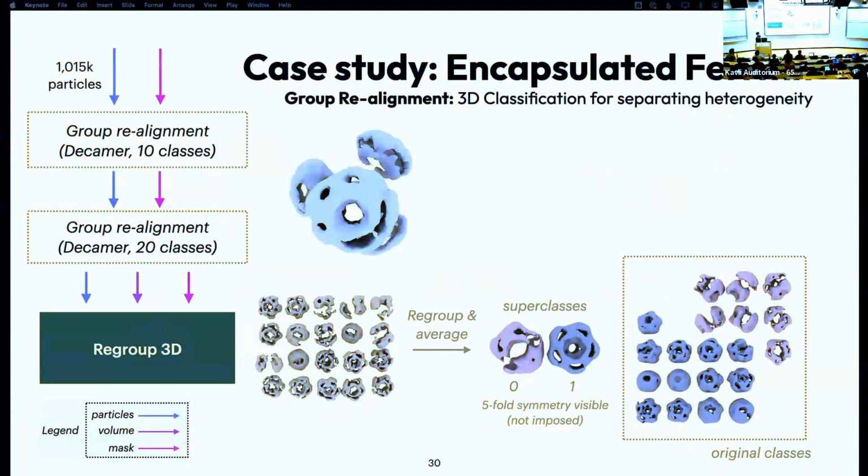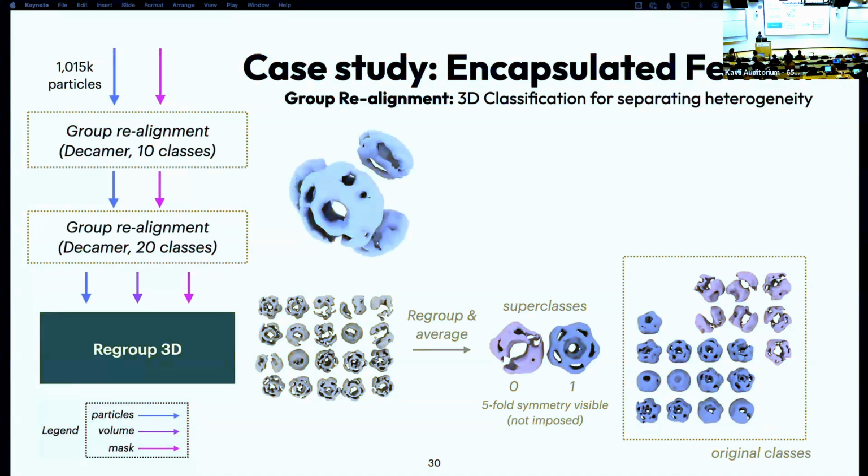And this GIF here is showing all the classes that came out of this 20 class job. Resolutions were improving significantly. And the 5-fold symmetry that you expected to see in the encapsulated ferritin is finally starting to show up. You can see in some of these classes the 5-fold symmetry. And here we actually haven't applied the D5 symmetry yet, just that tetrahedron symmetry expansion stuff.